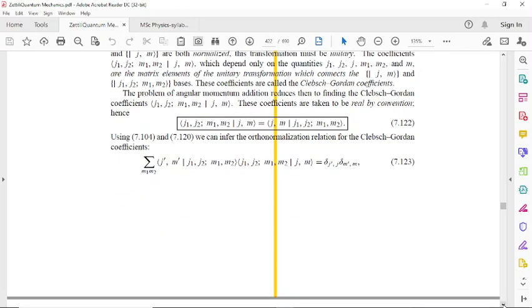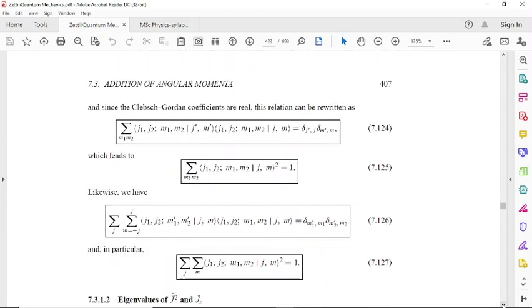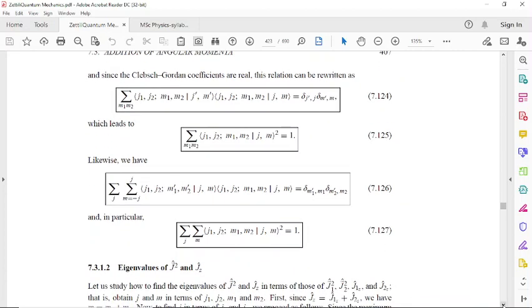And the orthonormalization of the Clebsch-Gordan coefficients can be written as summation M1 M2 bra J prime M prime ket J1 J2 M1 M2 bra J1 J2 M1 M2 ket JM equal to delta J prime J delta M prime M. Since Clebsch-Gordan coefficients are real, this relation can be written as summation M1 M2 bra J1 J2 M1 M2 ket J prime M prime bra J1 J2 M1 M2 ket JM equal to delta J prime J delta M prime M, which leads to summation M1 M2 bra J1 J2 M1 M2 ket JM whole square equal to 1.